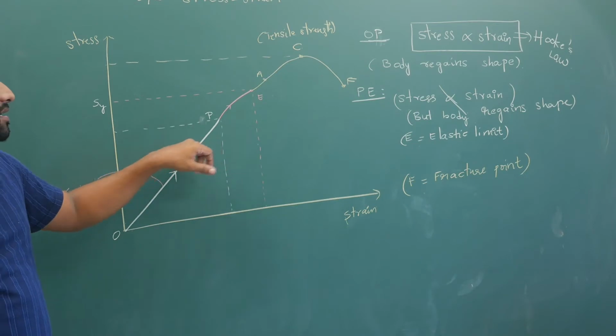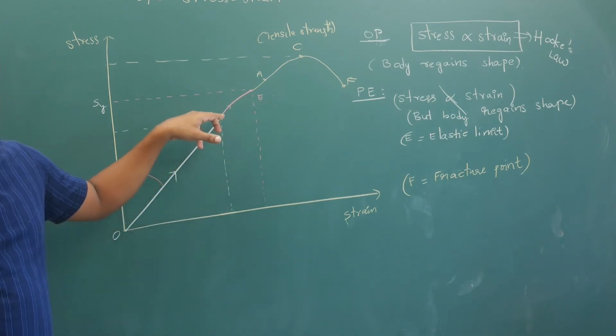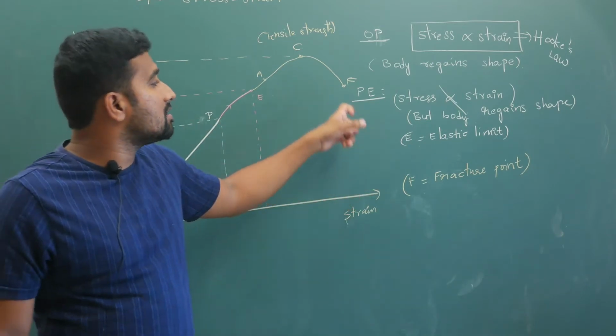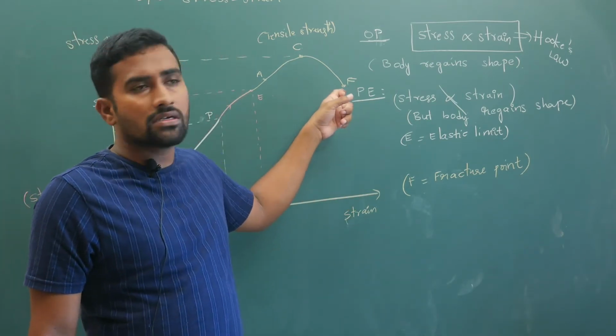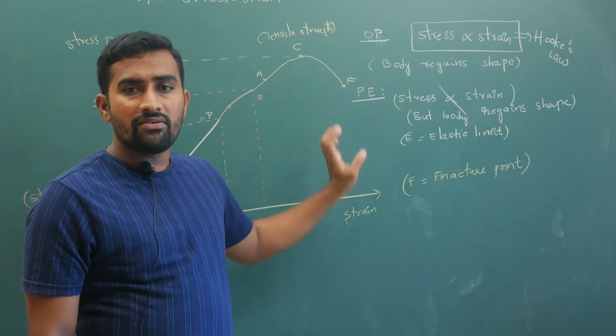That is, stress is directly proportional to strain. From P to E, stress is not directly proportional to strain, but the body regains shape. And here this F is your fracture point. At the fracture point the body will break. So the body breaks at the fracture point.